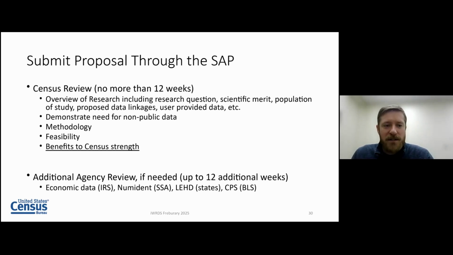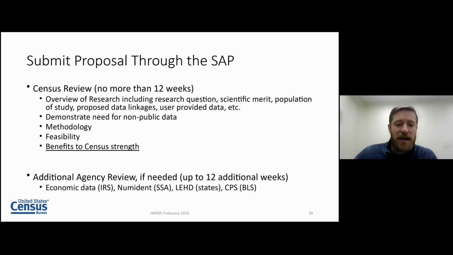Where I'll help the most in making sure a proposal is ready to submit to the SAP is first with feasibility. The things that census reviewers will look for are, can the data you're requesting be used to answer the questions you're proposing? Oftentimes there are things like unit of observation mismatch between data sets, or the research question, that make a project not feasible. And I can really help identify that and make sure your proposal demonstrates that to the reviewers.